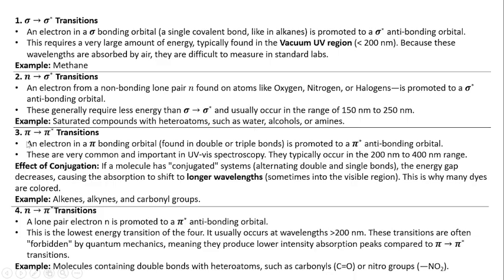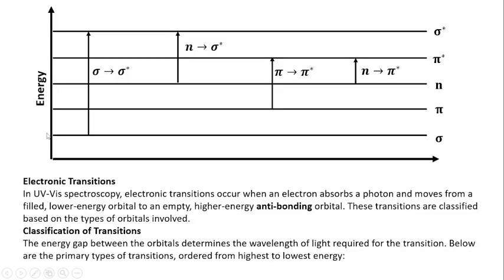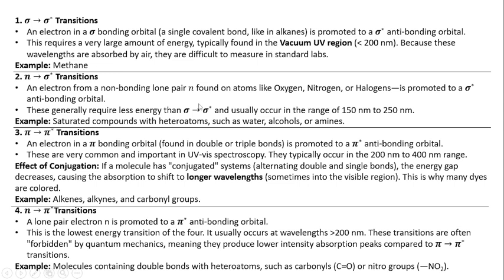The third transition is pi to pi star transition, where the bonding pi electrons are promoted to the high energy antibonding pi star orbital. It occurs in the 200 to 400 nanometer range, and it occurs in unsaturated compounds containing double or triple bonds such as alkenes, alkynes, carbonyl groups, etc.